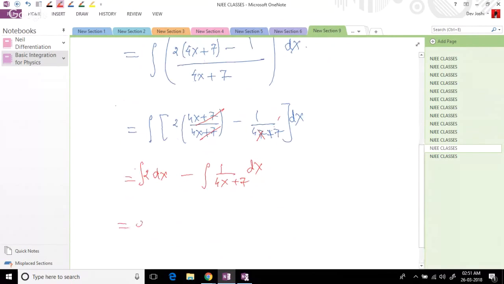So what is the first one? Integral of 2 dx is going to be equal to 2x minus. So here what is there? 1 upon 4x plus 7. So we are expecting 1 by x dx. So 1 by x dx is what? Log x on the base e. So integral of 1 upon 4x plus 7 is log of 4x plus 7 on the base e divided by coefficient of x, that is simply 4. So that is going to be the final answer.